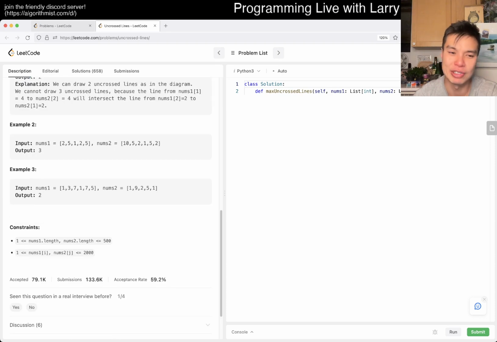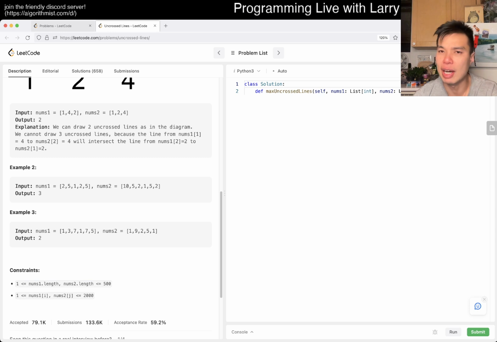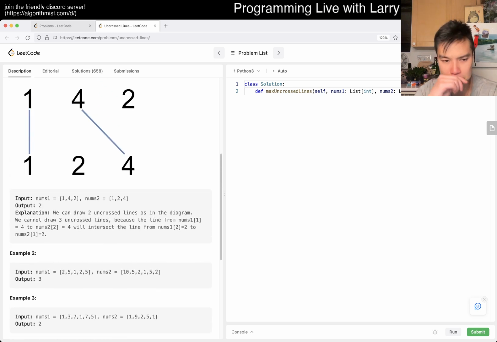The first thing I do is look at the constraints, and that's going to be 500 squared, which should be good enough. So I think that should be good enough, and we could do that. Yeah, are these unique numbers? No.